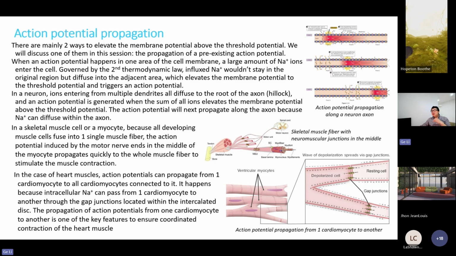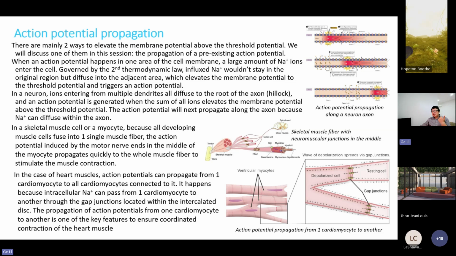Once it passes the threshold membrane potential, the voltage-gated sodium ion channel opens. And when this opens, it triggers a depolarization of the next region. And so the action potential will happen in the next region. And when the action potential happens in the next region, sodium ions get in again, and this sodium ion will further diffuse to the next region and trigger the action potential in the next region.